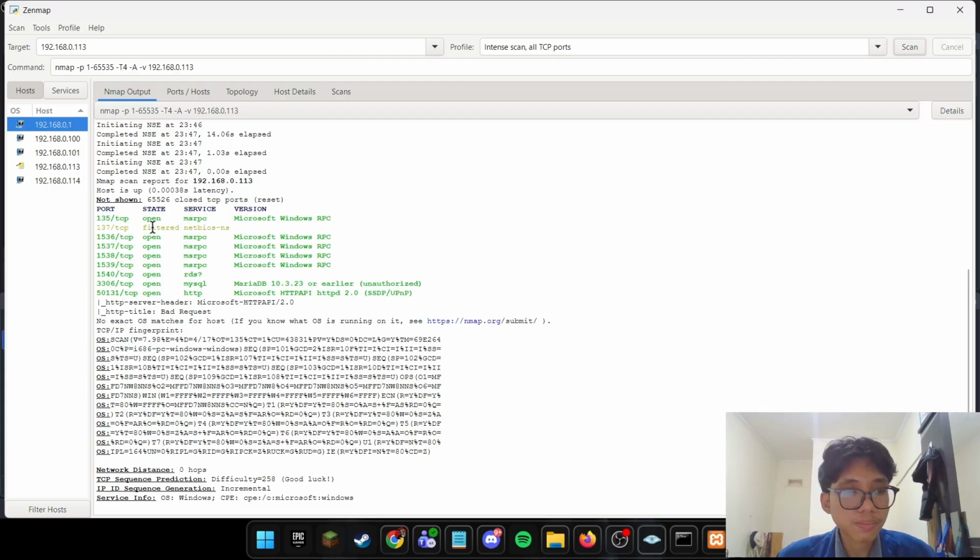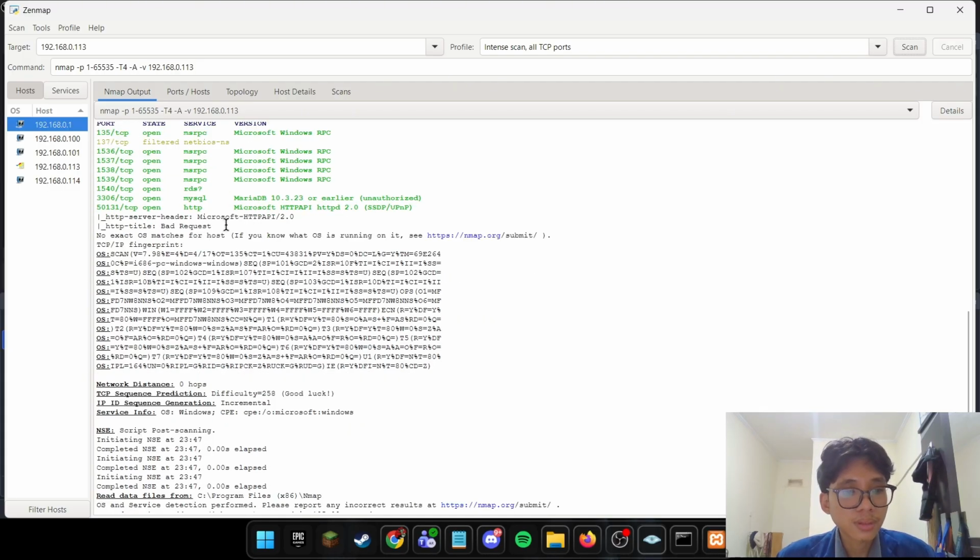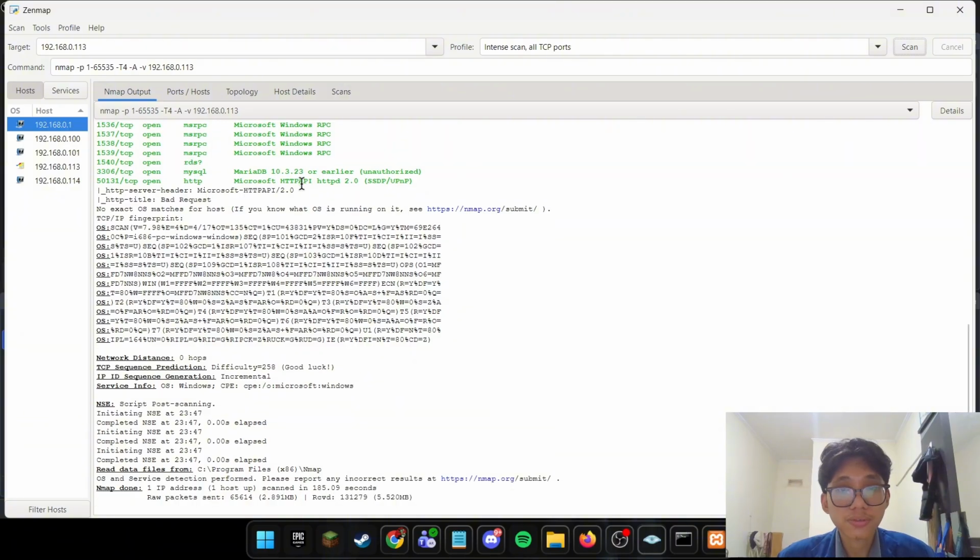From this scan, I found multiple additional ports related to Microsoft RPC, as well as other services that were not visible in the basic scan. This shows that a system may expose more services than initially expected. Therefore, relying only on a basic scan might not be sufficient for a complete security analysis. Next, I perform a slow comprehensive scan.